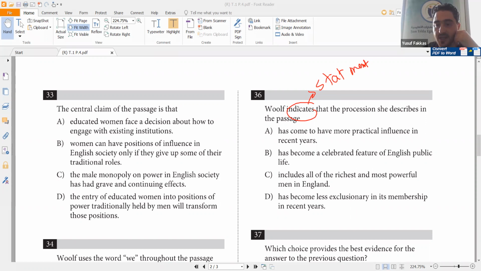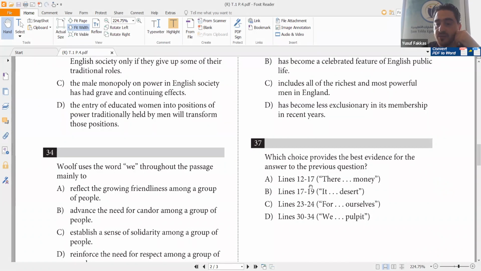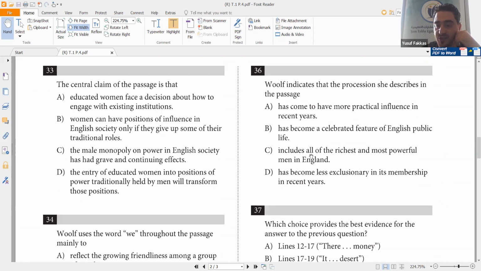And they're telling us that she indicates that the procession she describes in the passage, we have something. So you don't actually have specific keywords you can depend on. What that means is we have to be patient, start reading from line 12 and see what we can say about that procession. But in this case, in order to save some time, you can read the options. Usually we don't do that, right? We just take our keywords, go to the passage, and find the evidence. But first of all, here you don't have specific keywords, and the evidence trick didn't really help us here, right? And that's going to happen.